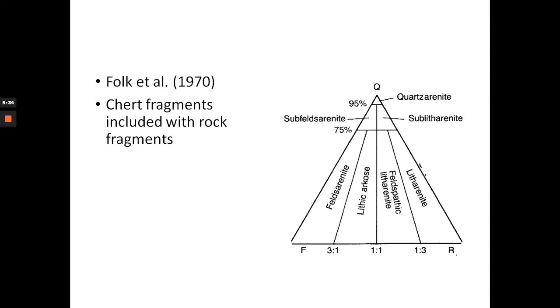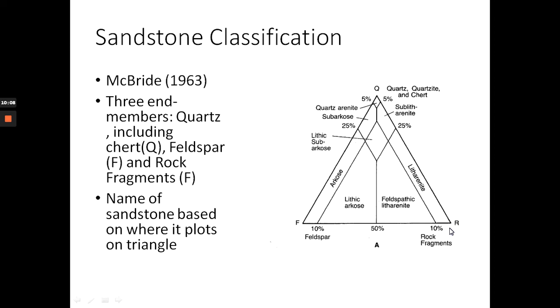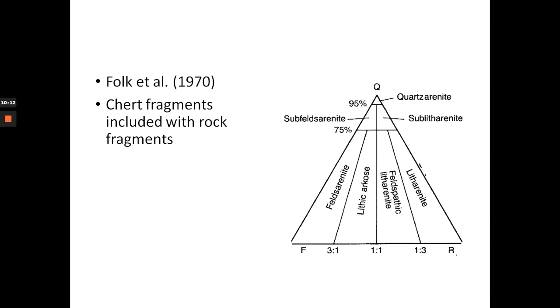Okay. But the names are almost the same, right? So you have a quartzarenite, where you have sandstone with more than 95% of the grains made up of quartz, right? You still have arkose here, but it's in a different zone now. The feldspar-rich sandstones are called feldspathic arenites, and your rock fragment-rich sandstones are called litharenites. Yeah, about the same, right? Just a few small differences. Okay, so remember, McBride and Folk, get used to them. We'll be using them in the practical, so you get some experience there.